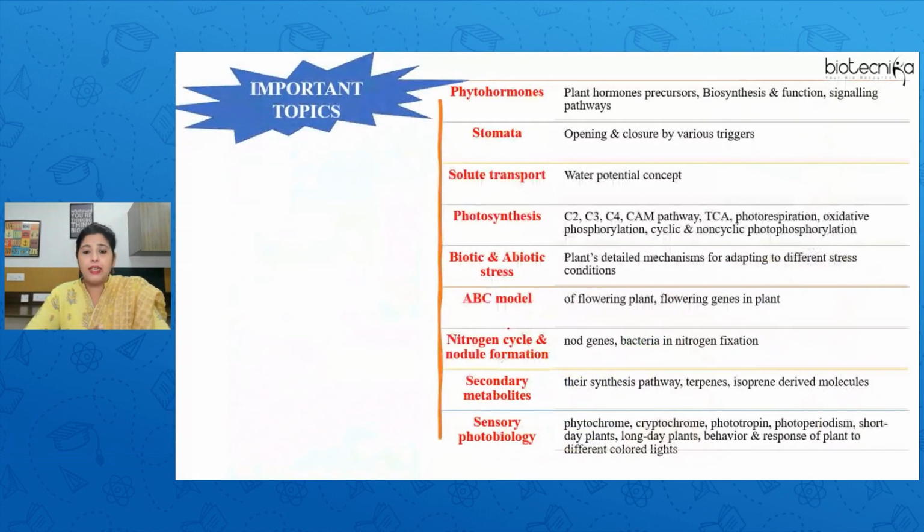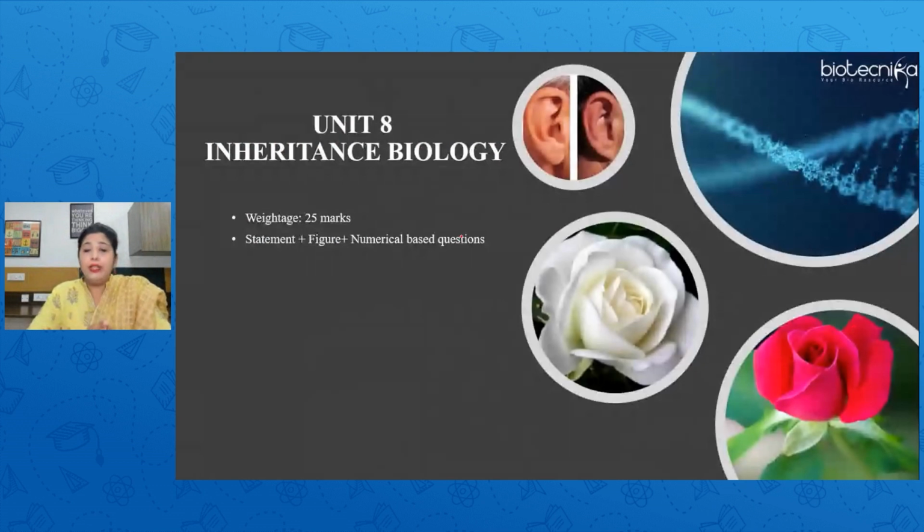In this unit, you study the ABC model, and you study photosynthesis and the different cycles, C2, C3, C4. So learn these cycles thoroughly, remember the enzymes involved, and the ATP requirement, how many ATPs are formed. Then you have to study secondary metabolites, and biotic and abiotic stress also. Even you need knowledge about stomata, phytohormones, solute transport. So these are the important topics from unit 6 you can see on your screen. Now moving on to unit 8, which is about inheritance biology, that is genetics.